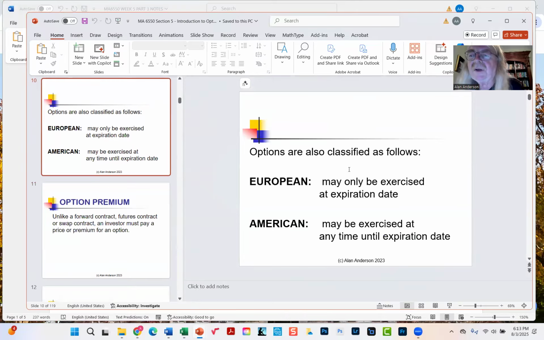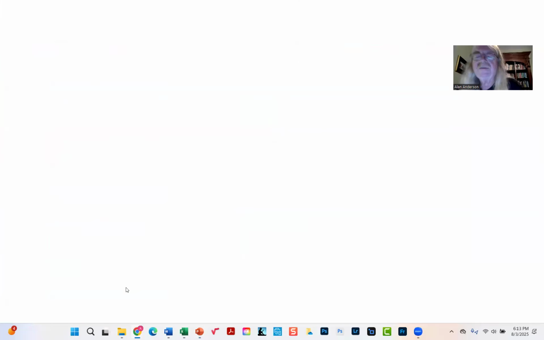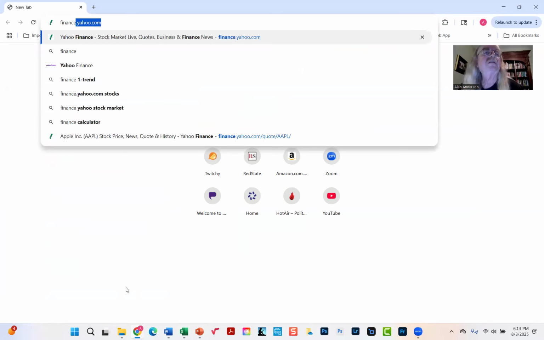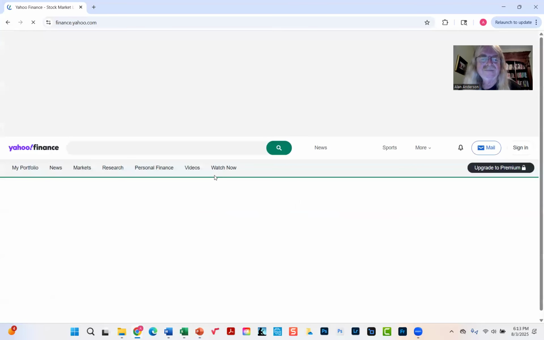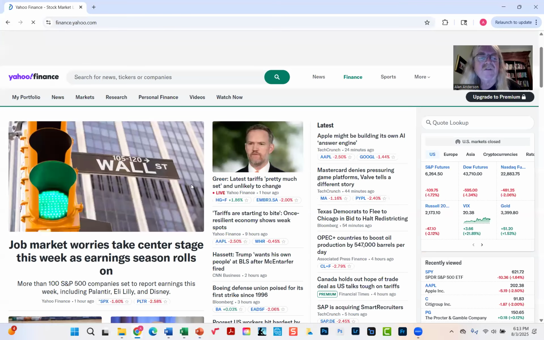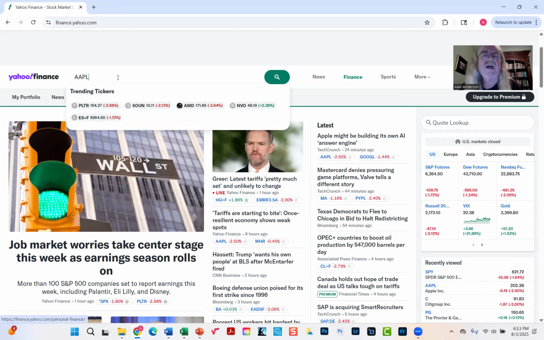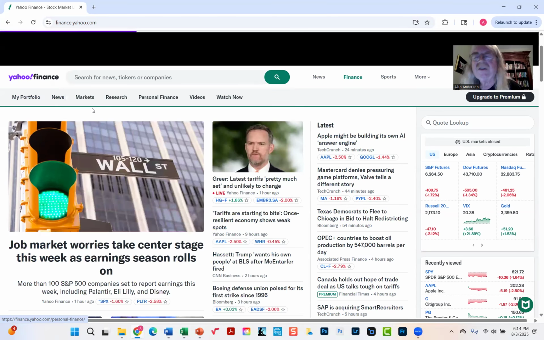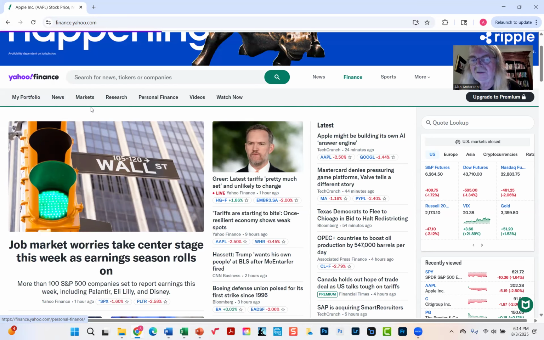Now, just for the fun of it, what I'm going to do is show you a chart of actual options that would have been trading on Friday, from finance.yahoo.com, which is a good place for financial news and especially data. They have a lot of good data here. Let's say I'm interested in an Apple option, because I'm interested in maybe speculating on the future direction of Apple stock. So I use the ticker symbol to get first to the prices.